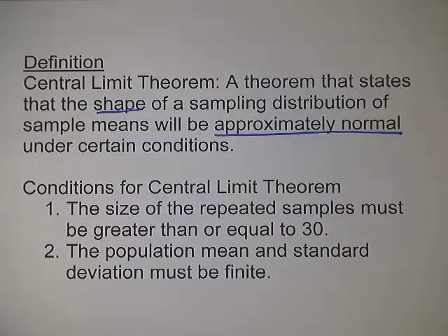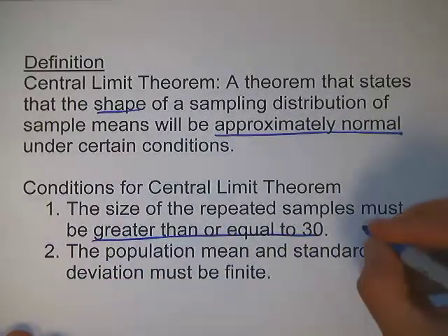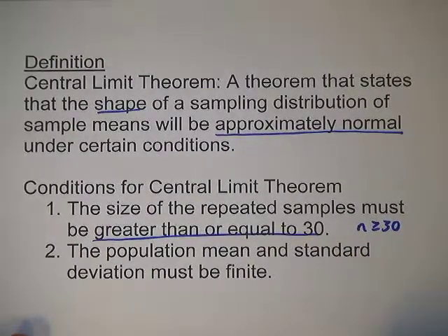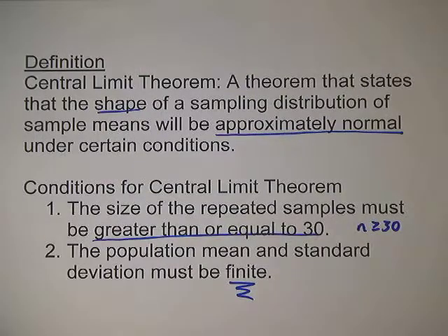The conditions for the central limit theorem: condition 1 is that the size of the repeated samples must be greater than or equal to 30. So n has to be greater than or equal to 30. And condition 2, the population mean and standard deviation must be finite. You can't have an infinite range of possible values. So the population mean and standard deviation must be finite.